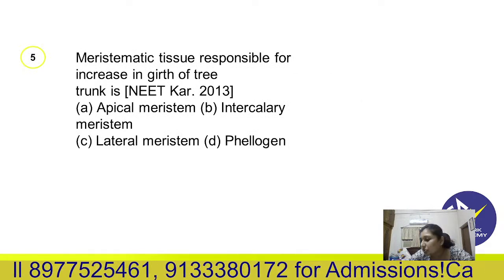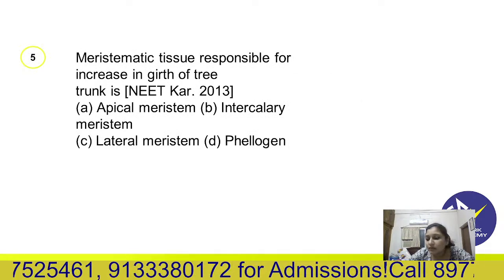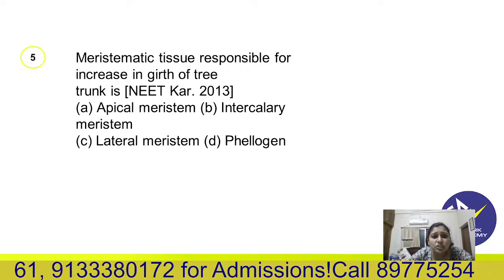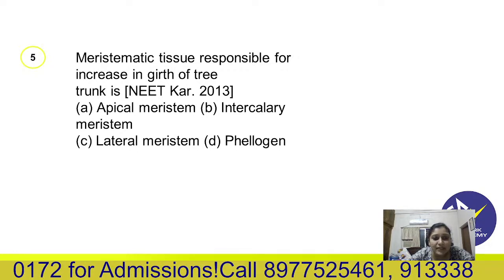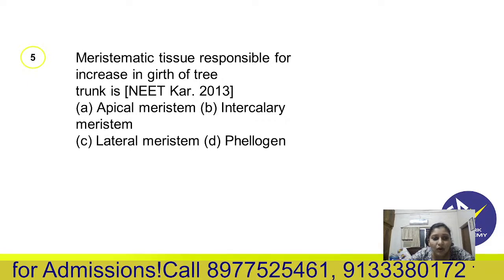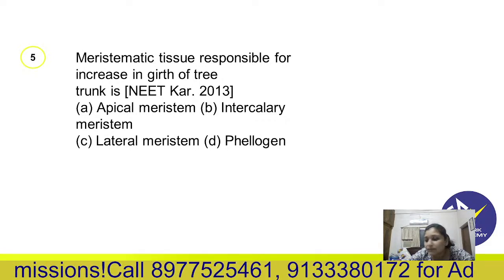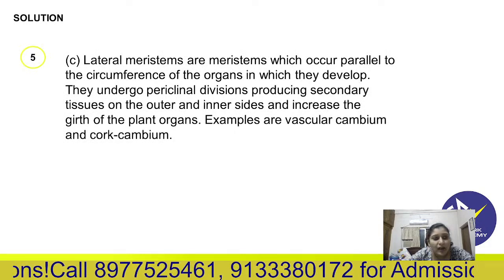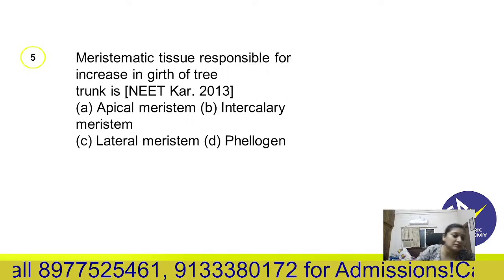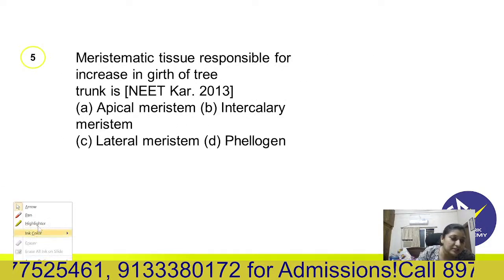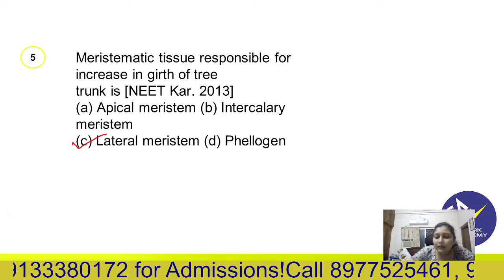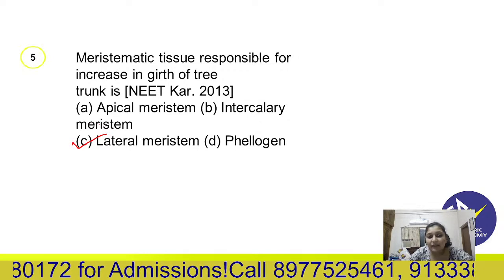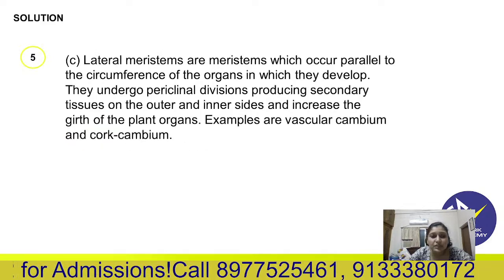Then next question. Which meristematic tissue is responsible for the increase in the girth of the tree trunk? Apical, intercalary, lateral meristem or phellogen? So the answer is lateral meristem. Very easy answer. Lateral meristem appears late in the life cycle and is responsible for increasing the girth.